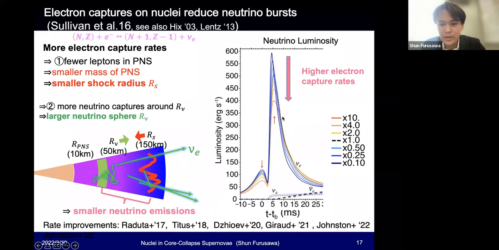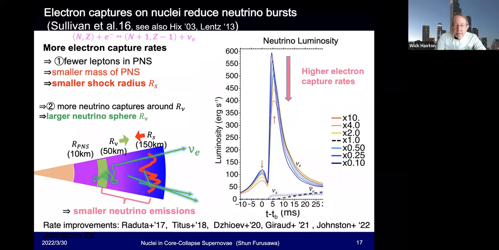In my talk, I talked about the peak neutrino luminosity, and of course the pre-shock peak is also changed. Depending on the distance of the supernova from our solar system, we may be able to observe the pre-shock neutrinos. And of course this information may be helpful to understand the electron capture rate.